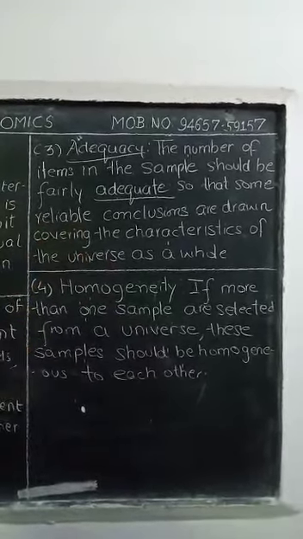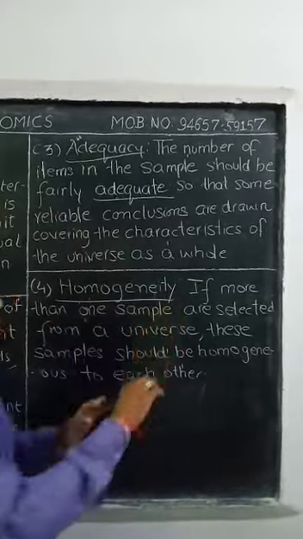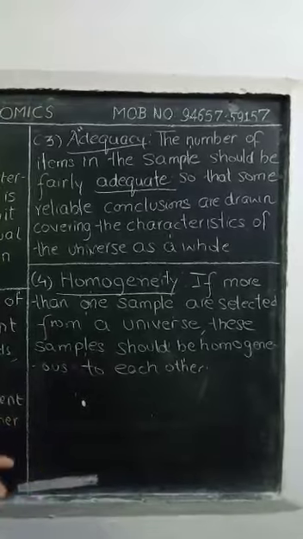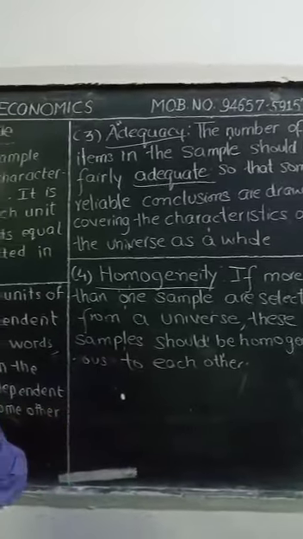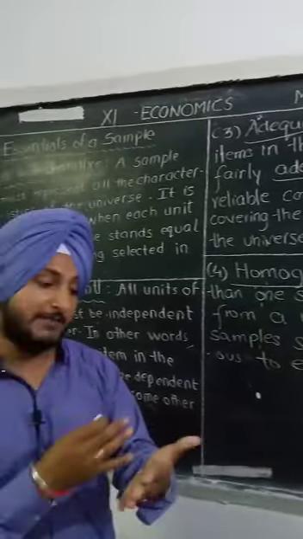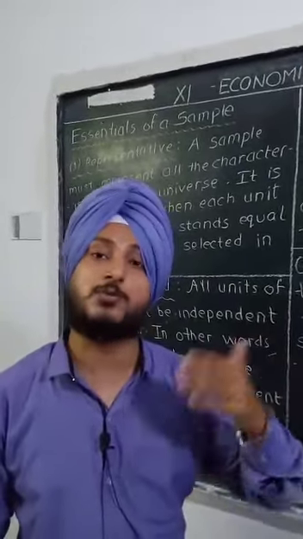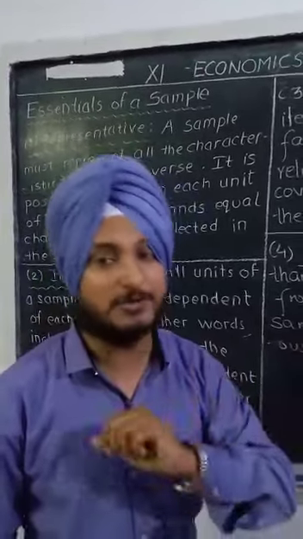Then we have homogeneity. Homogeneity means the data is the same or uniform. Like we have books of accounts, business and economics. If I am reading the book of economics, I cannot judge the book of accounts or the book of business studies as well. This thing you have to keep in mind.